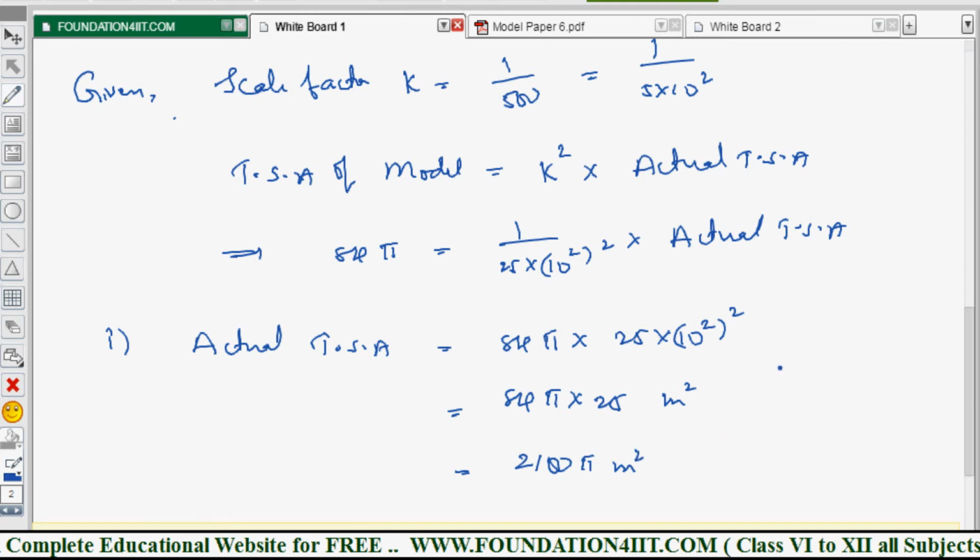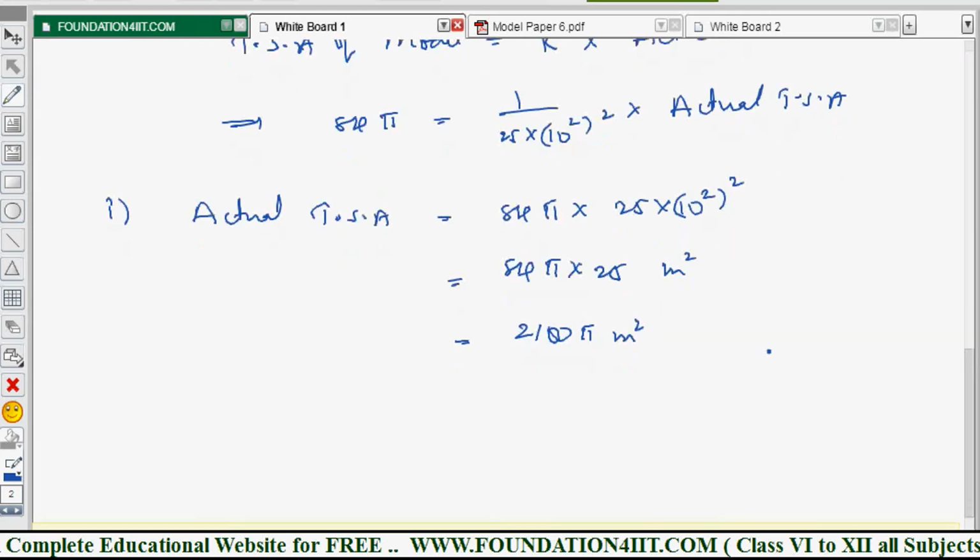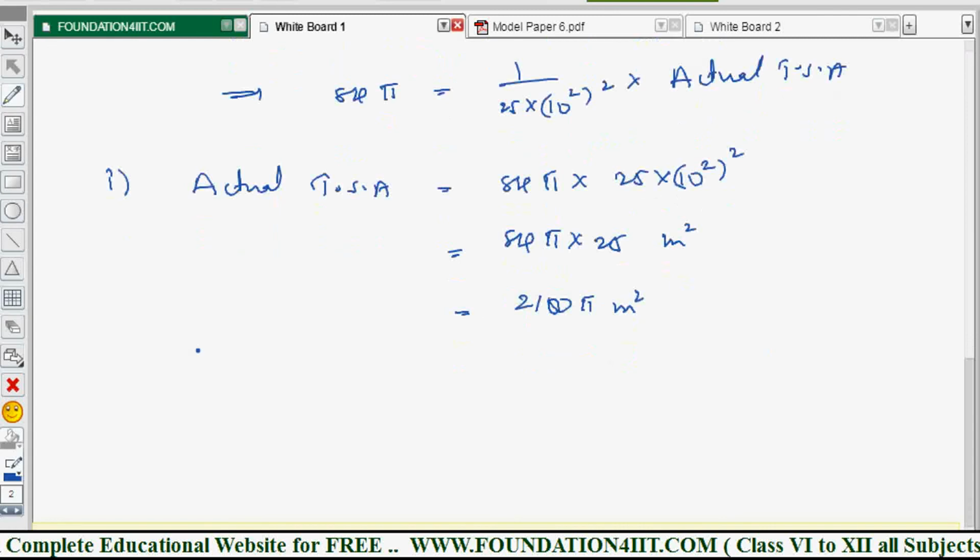Right? Because 1 meter is equal to 100 centimeters and 1 square meter is equal to 100 into 100, that means 10 square into 10 square, so 10 to the power 4. And we need to find out the actual volume also. Then similarly, apply for the second, the volume of the model. So volume of the model equals k cube into actual volume.